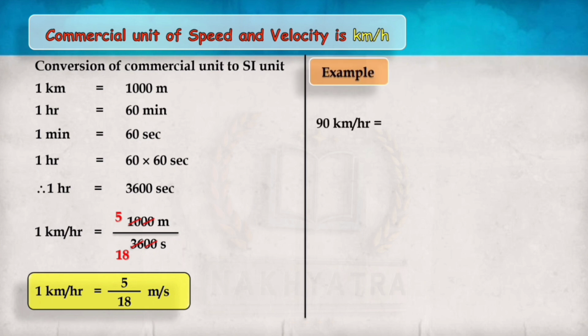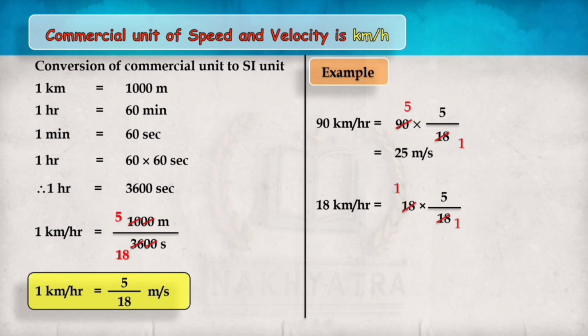Now take one example. 90 kilometer per hour equal to 90 into 5 by 18. Now do the calculation. So we will get 25 meter per second. Don't forget to write the unit. Similarly, take another example, 18 kilometer per hour. So it is 18 into 5 by 18. So we will get 5 meter per second.